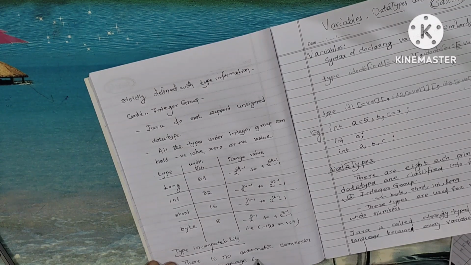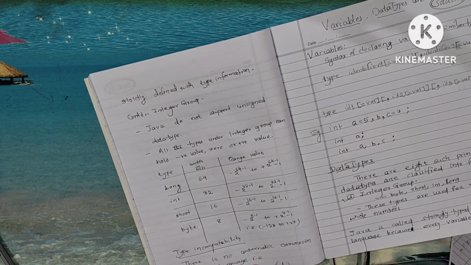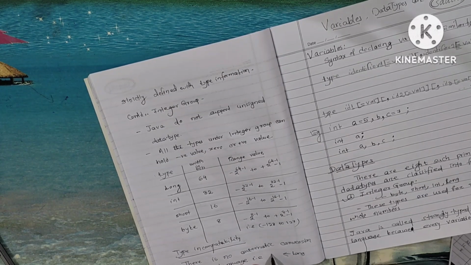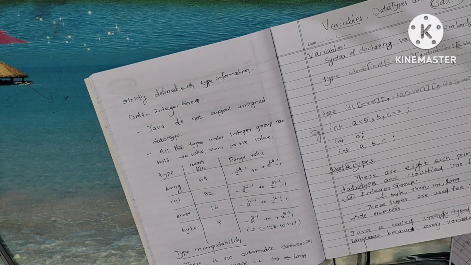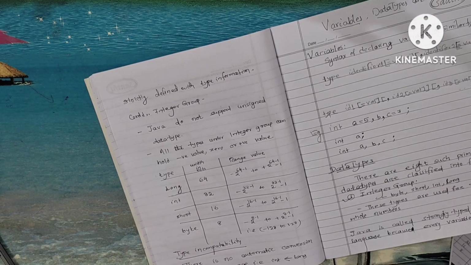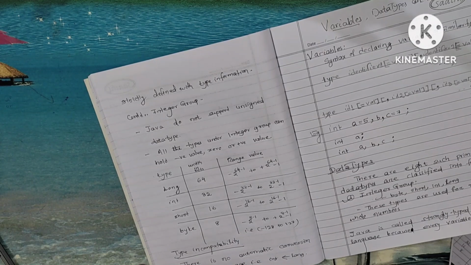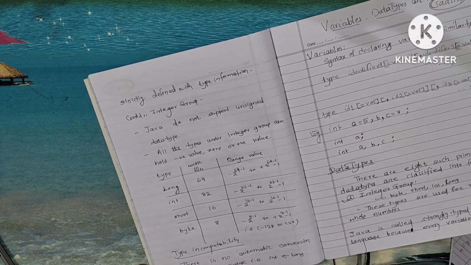We cannot convert long to integers. Type incompatibility, there is no automatic conversion in Java language. But promotion is allowed. But promotion is implicit in Java language.